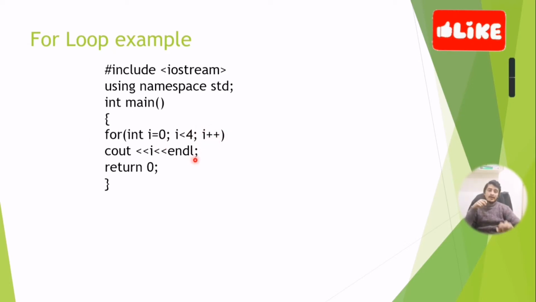Then cout i. So what does it mean? First of all, this program will read int i = 0, and it will check whether i is less than 4. If it is less than 4, the condition is satisfied, and it will print 0 on the output screen. Then it will apply i++, so 0 will become 1. If 1 is less than 4, it will print that digit.